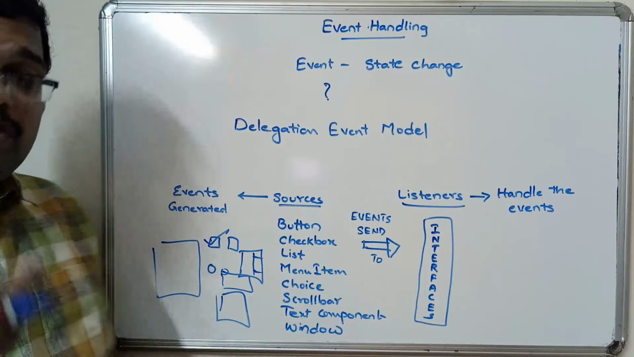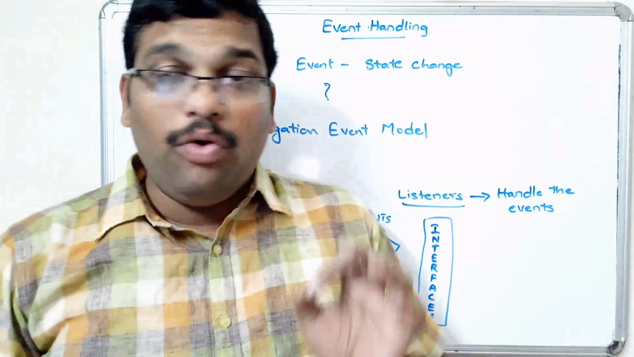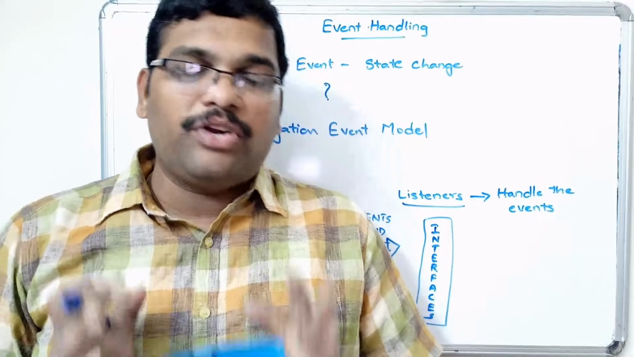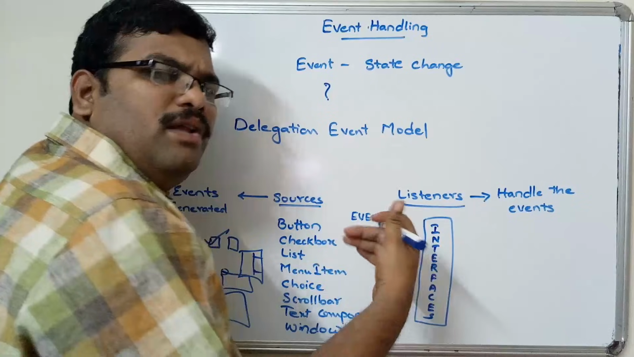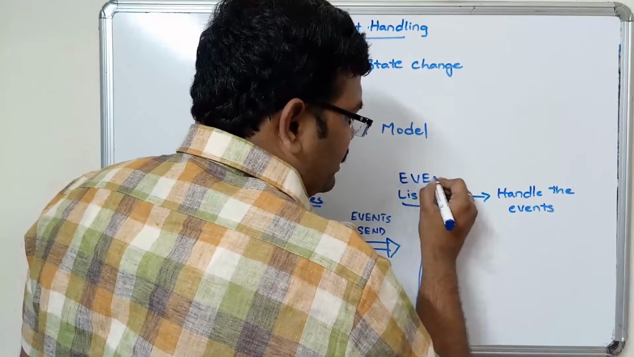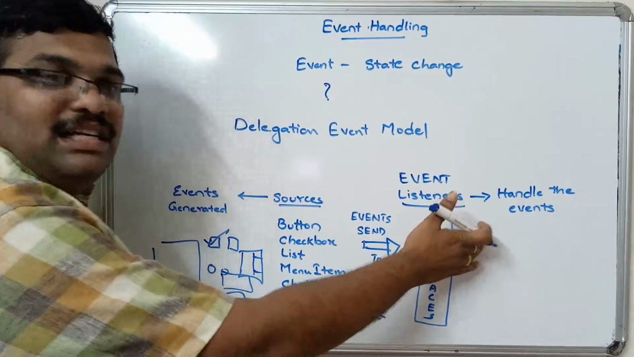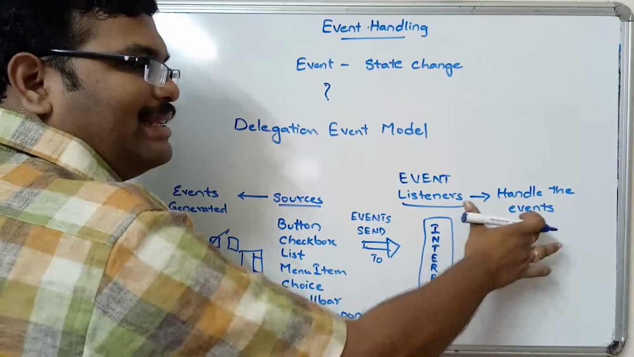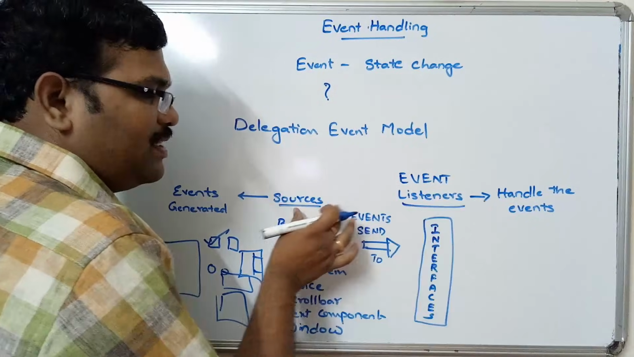So we know the definition of an interface. Interface is nothing but which contains the abstract methods, only the abstract methods. That means the method declaration will be there, but not the definition, right? So there are a number of event listeners, and these events will be handled by these listeners with the help of these interfaces.